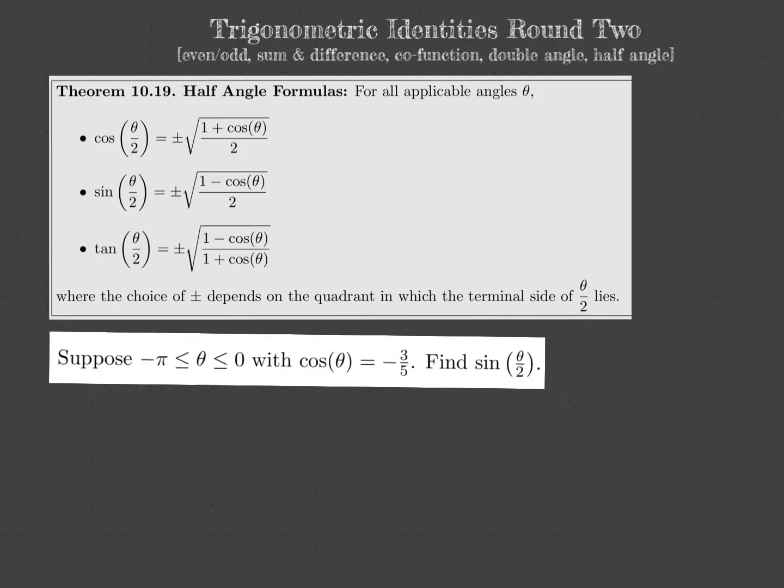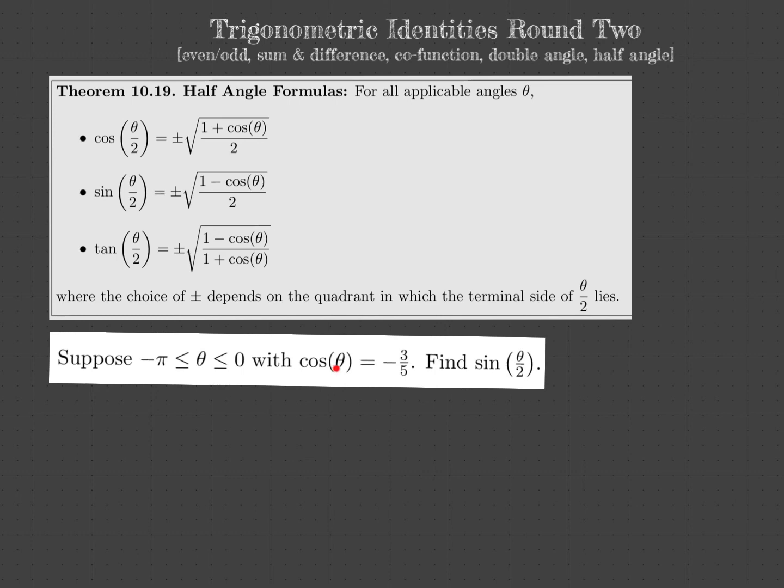In our final example for this video, we again will use the half angle formula. We are given some information about theta. We're told that theta is in between negative pi and 0. If you think about where negative pi is, it's the same place as pi because it's 180 degrees either way you go around the unit circle to 0. So this means that theta is either in quadrant 3 or 4.